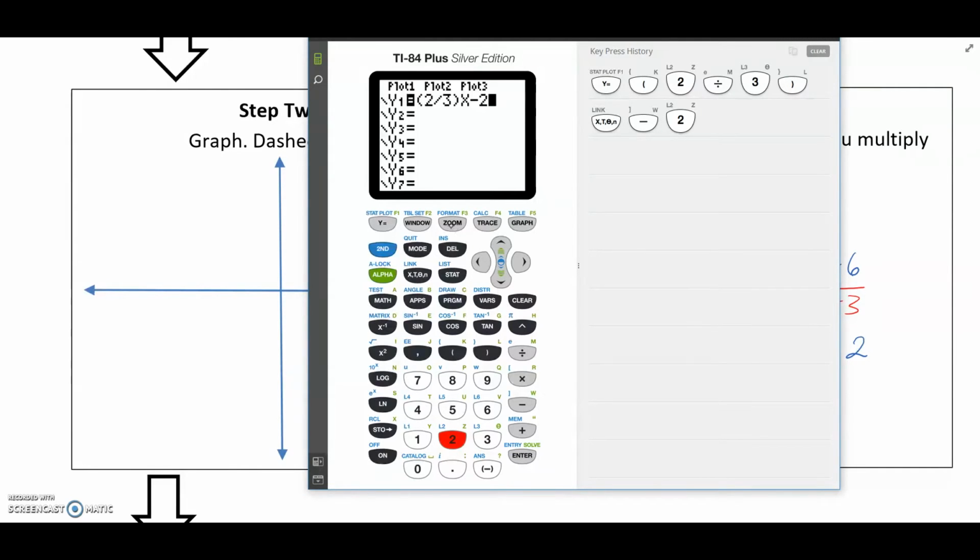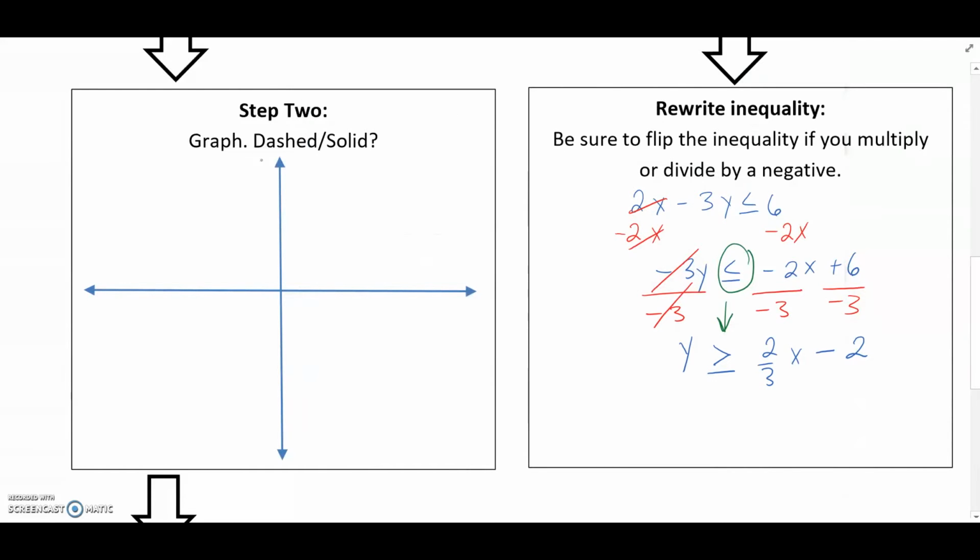We can go in and hit zoom 6 again. And you can see that graph being drawn right there. Okay. Now, when we look at our notes, it says graph dashed or solid. What does that mean? Well, the same way in our previous lesson, we had that a less than or greater than sign had an open dot, or a less than or equal to, greater than or equal to, had a filled in dot. The same thing applies for drawing our line here.